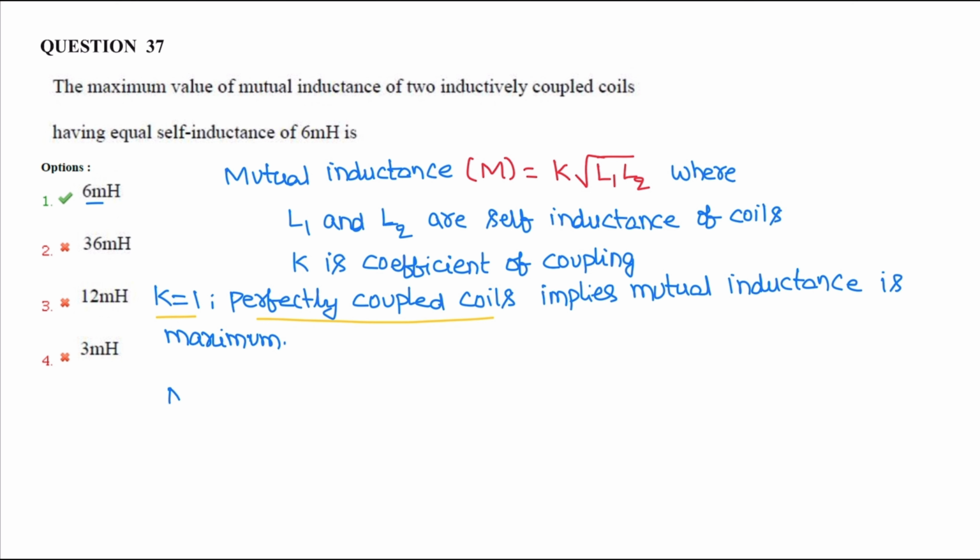Now calculate the value of mutual inductance. M is equal to K into root L1 L2. The coils are having self inductance of 6 millihenry. So K is 1 for maximum mutual inductance, root of 6 millihenry into 6 millihenry. Therefore, the answer is 6 millihenry. So maximum mutual inductance is 6 millihenry. Correct option 1.